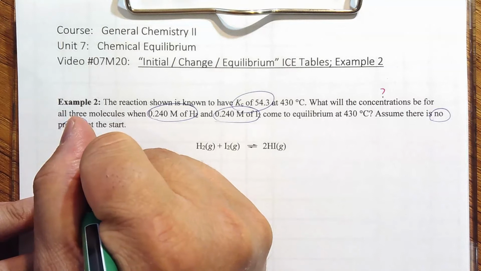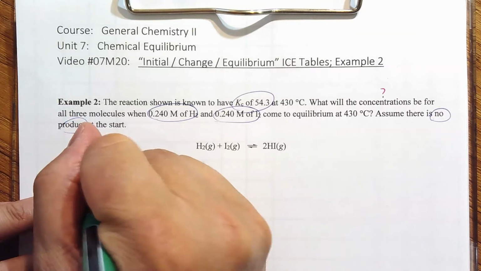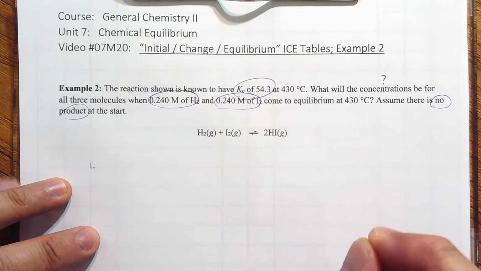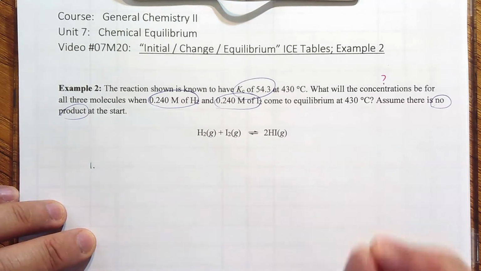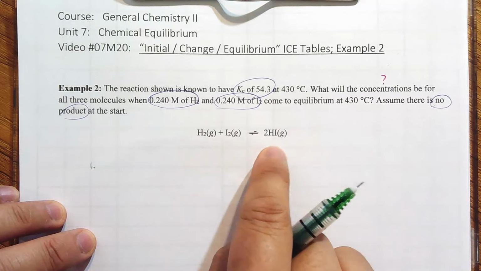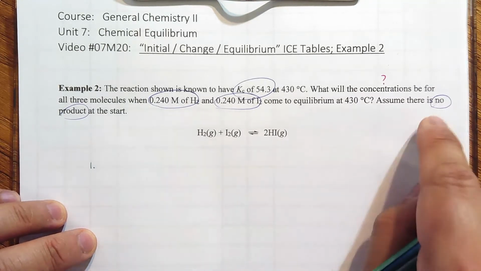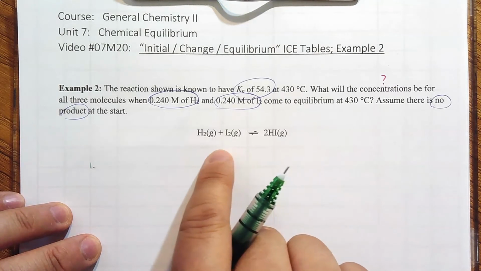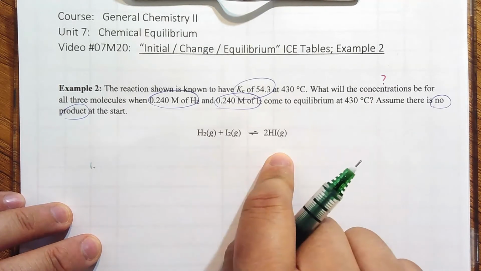In the previous video, we said we got to figure out first which direction the reaction will go in. Will it go in the forward direction or backwards direction? Well, because we have no product, we are going in the forward direction because we have to make product.